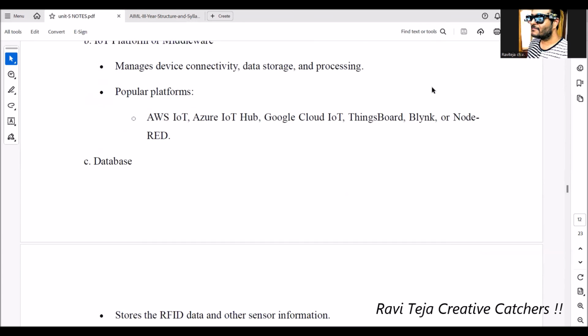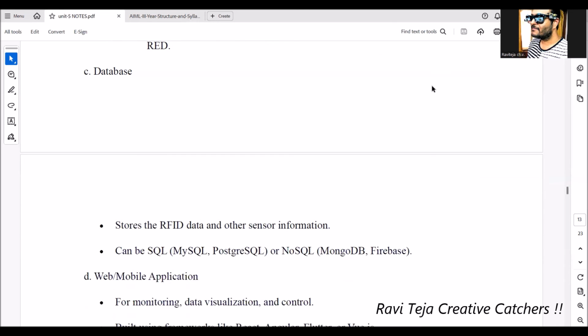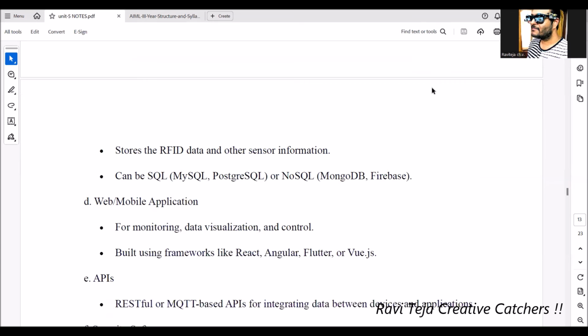And the third one is the database. Whatever data the RFID reader reads needs to be stored in some place, right? So this is the database where it can be stored. It generally stores the RFID data and the sensor information, and the databases are SQL, such as MySQL, and NoSQL, such as MongoDB and Firebase. So these are the databases which support this RFID technology.